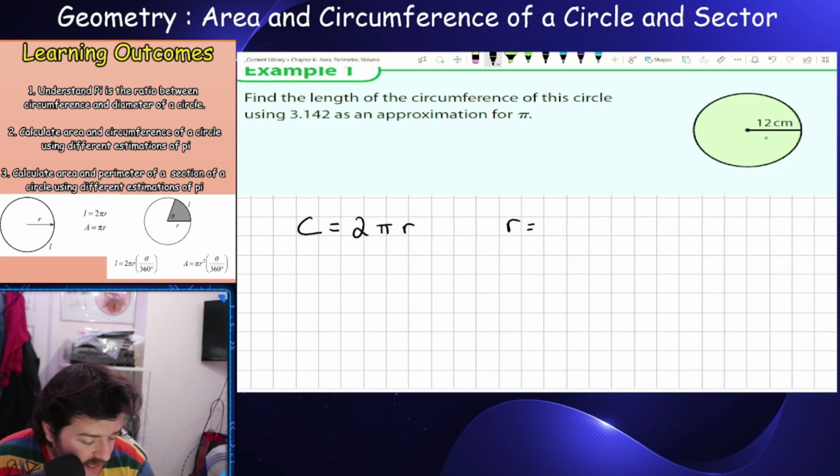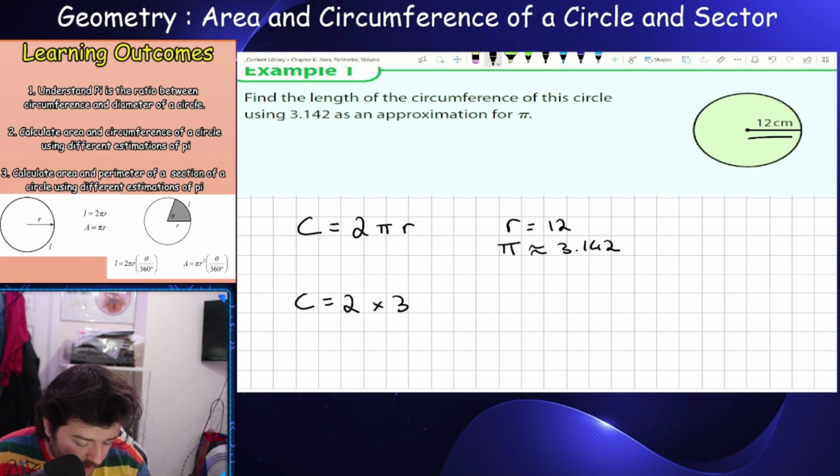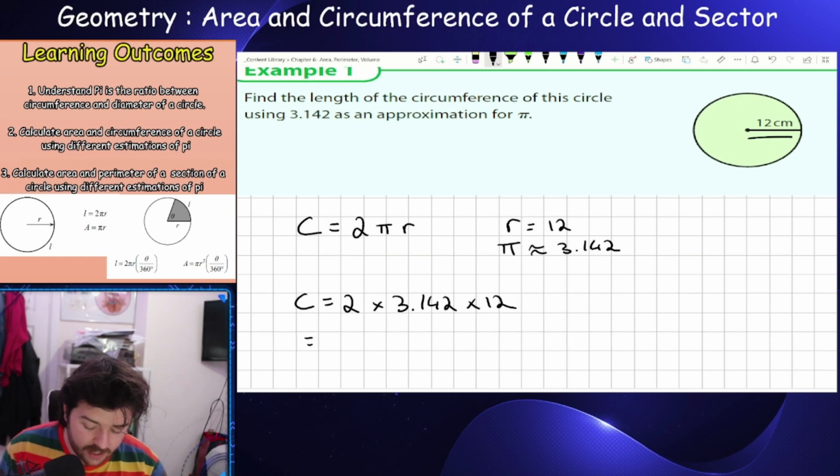Well, my radius is going to be equal to 12 from the circle here. Pi, we are using the approximation 3.142. And then the 2 is going to stay the same. So the circumference is going to equal 2 times 3.142 times 12. And that is going to be a number that's kind of big, and I'm going to work it out right now. So 2 times 3.142 times 12.